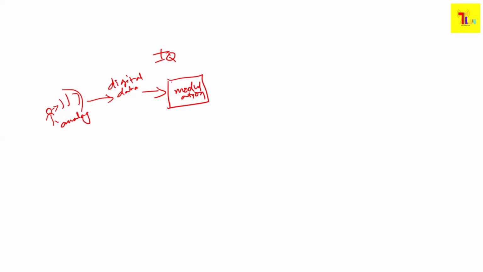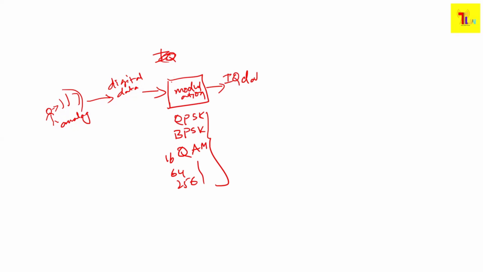So when this digital data goes into modulation, either QPSK, BPSK, or QAM, for 16 QAM, 64 QAM, 256 QAM, all these are modulation techniques. When this digital data goes into the modulation phase, the output will be called IQ data. So one IQ is nothing but in phase and Q phase, and Q phase is nothing but quadrature phase.